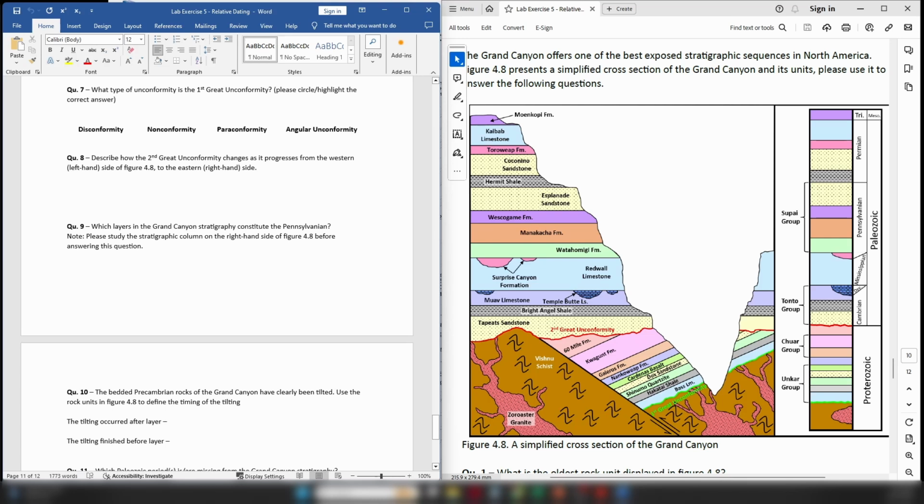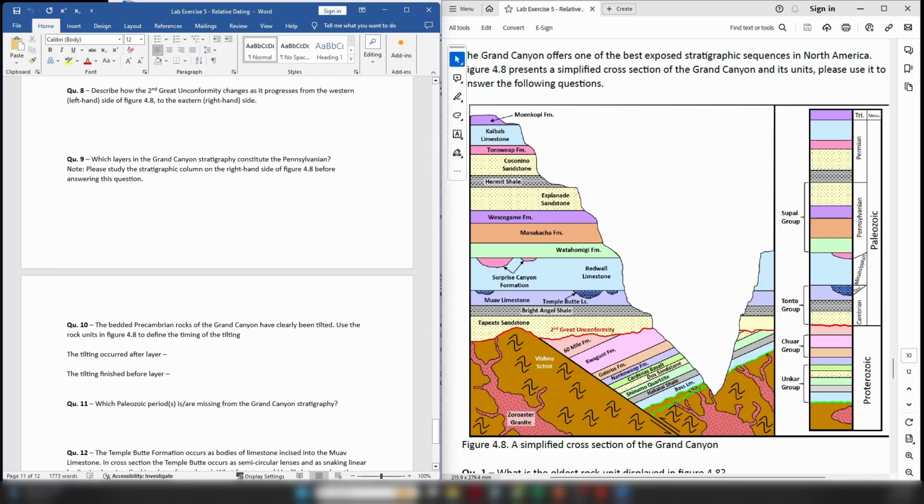On to question 8. So describe how the second great unconformity, which is this red line here, changes as it progresses from the western left-hand side of figure 4.8 to the eastern right-hand side. So as we move across, we can actually see that the second great unconformity is not just one type of unconformity. It actually consists of 2 different types. So you're going to have to say, right, for instance, on the western side, what type of unconformity do I have? And as I move to the east, what type of unconformity does it change into?